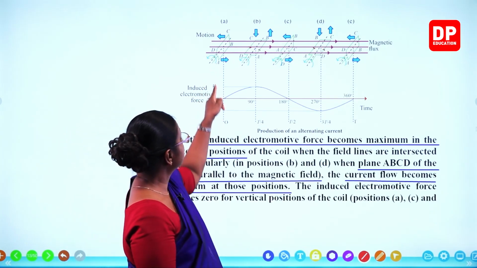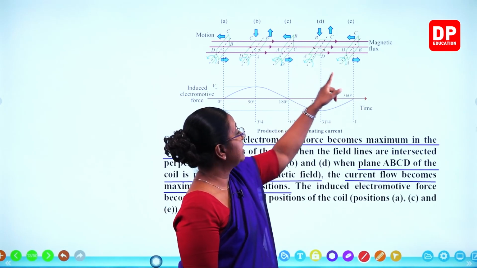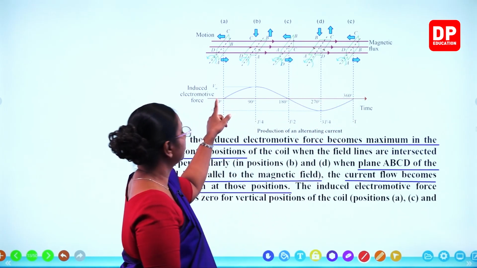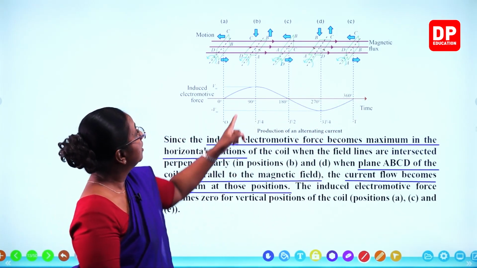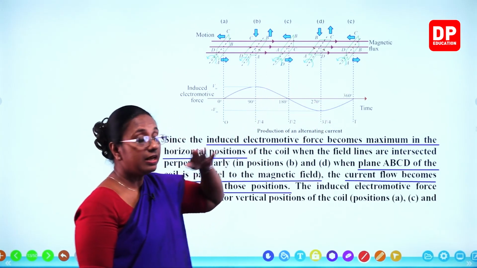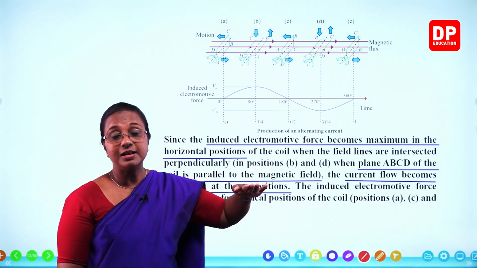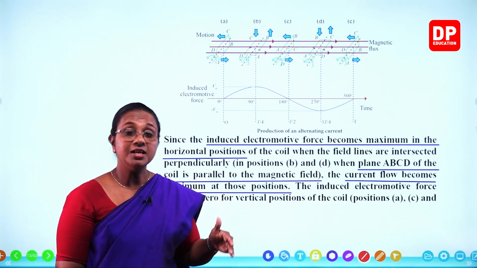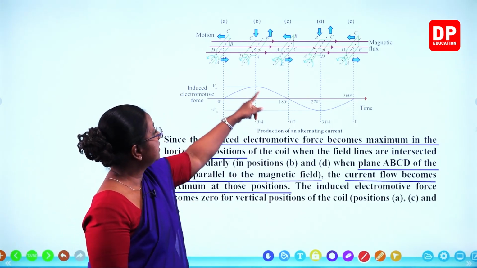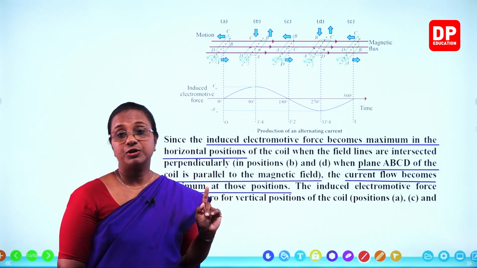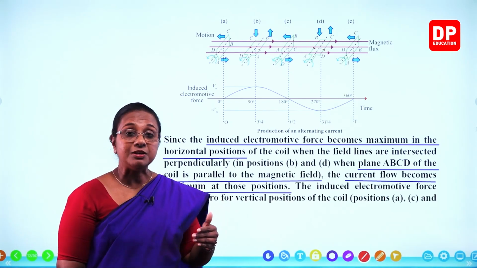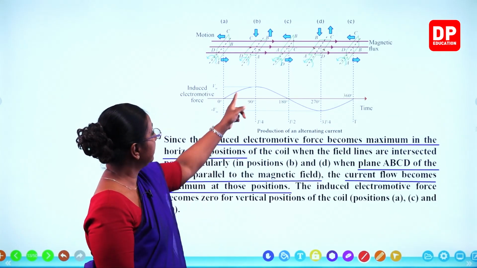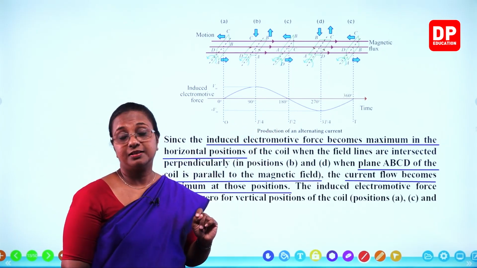The induced electromotive force becomes 0 for vertical positions of the coil, that is positions A, C and E. So, vertical positions A, C and E, the induced electromotive force is 0. Positions B and D, when the plane of the coil is parallel but the motion is perpendicular, then there is maximum electromotive force. In between, there is either gradual increase or gradual decrease.